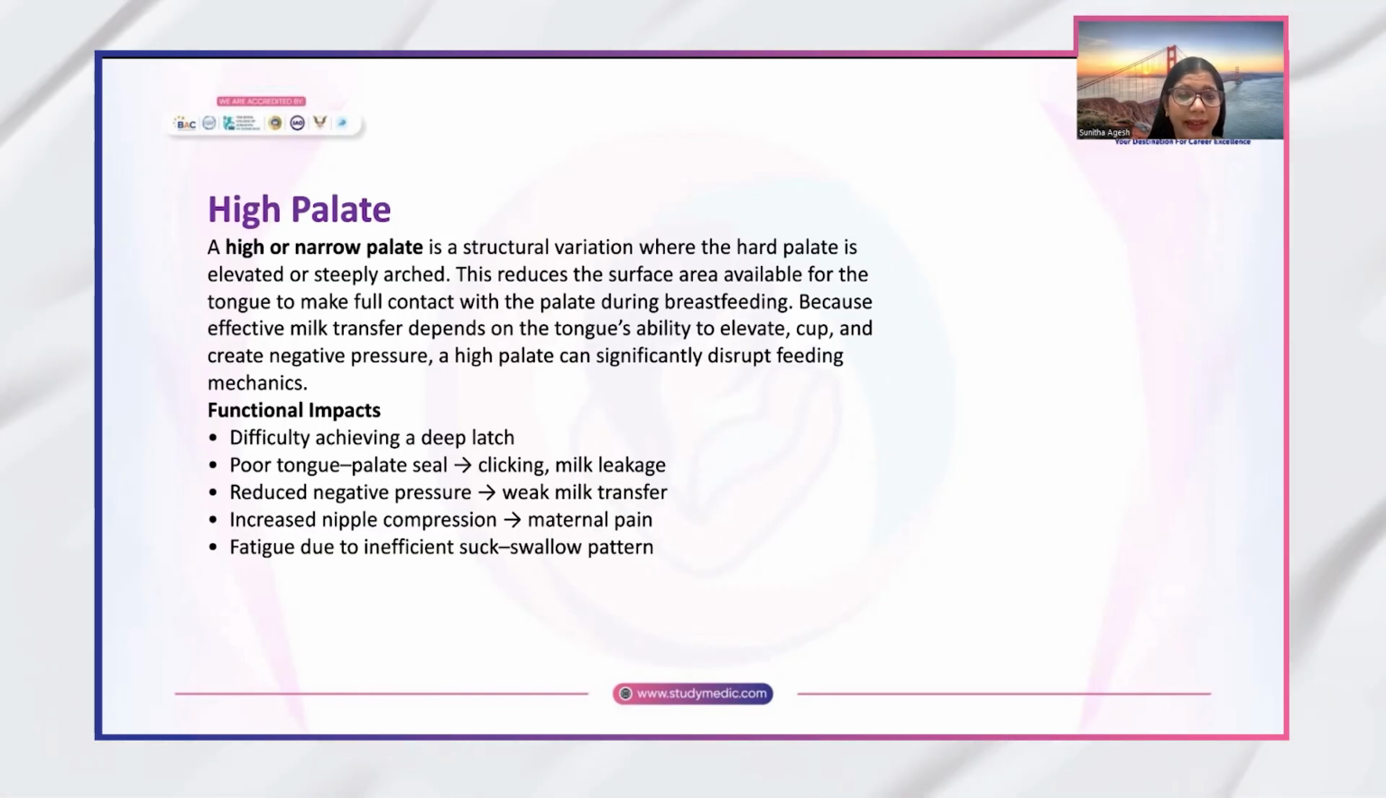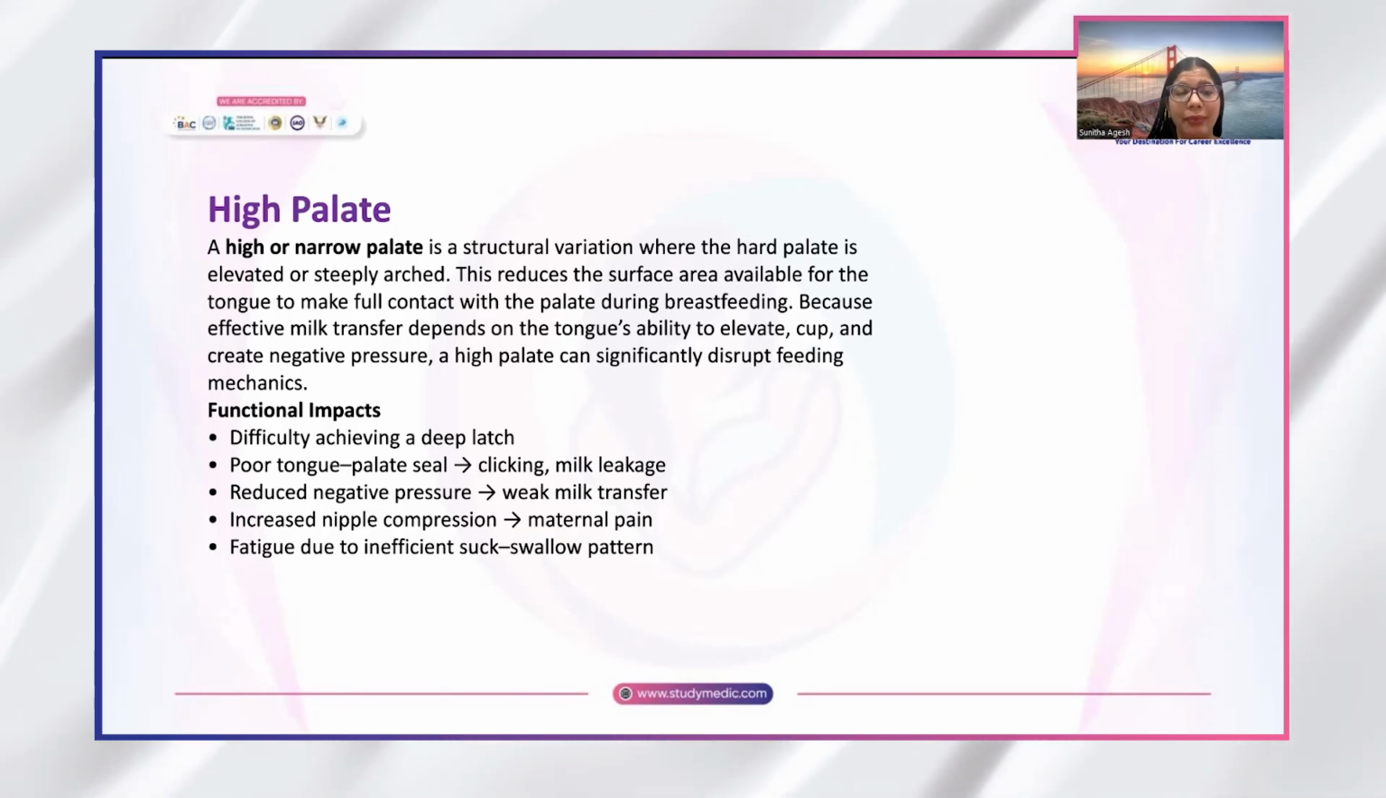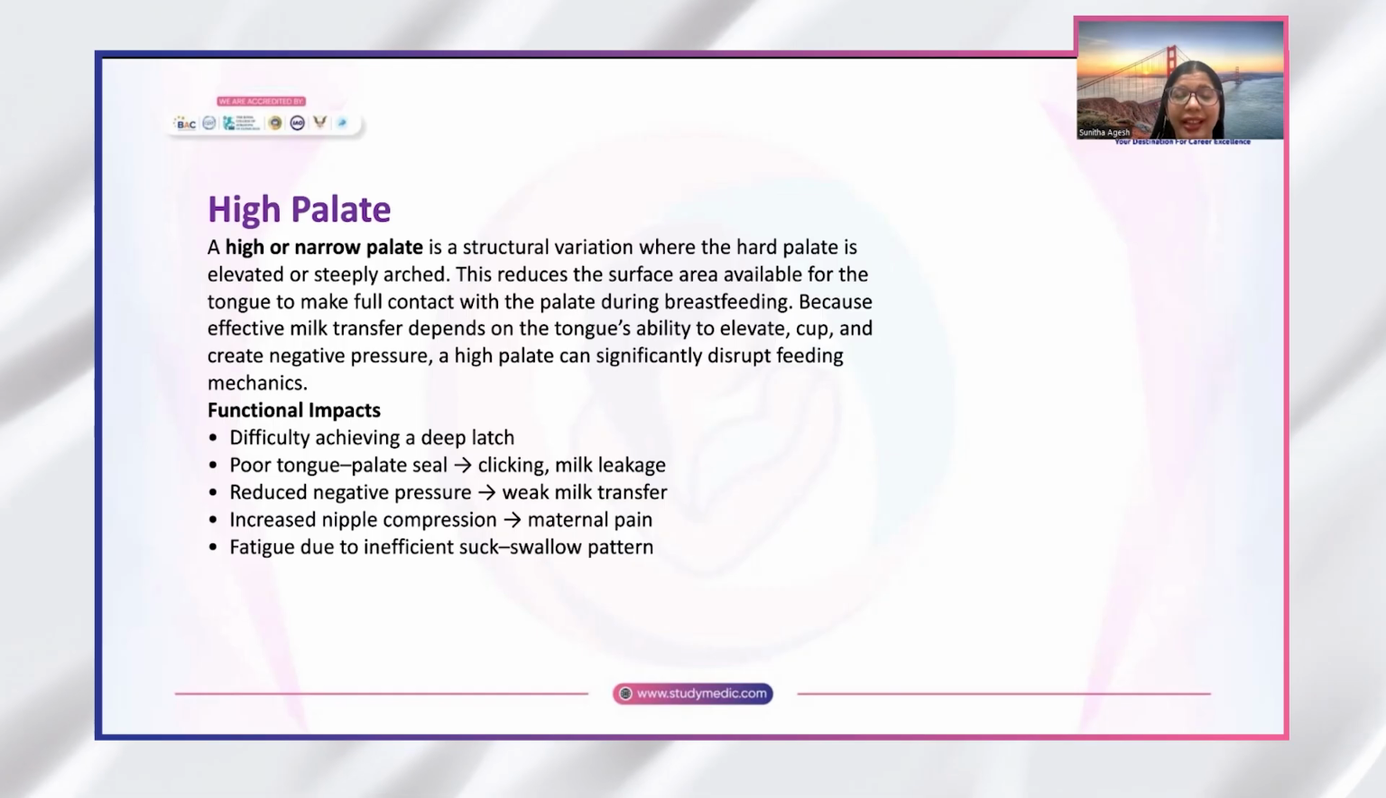Next one is high palate. A high or narrow palate is a structural variation where the hard palate is elevated and steeply arched. It may be congenital, or the baby may have stayed in the NICU for a long time and had an endotracheal tube or OGT. All this will lead to a higher palate, because if the palate is high, the area the tongue reaches while breastfeeding, the surface area, will be reduced when the baby is breastfeeding.